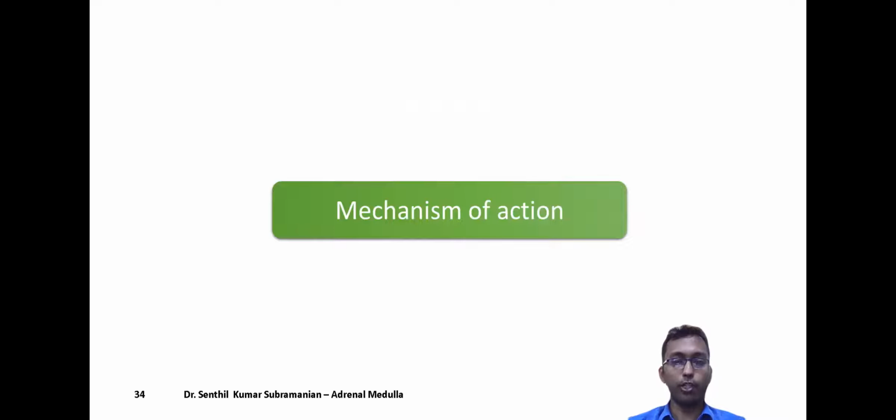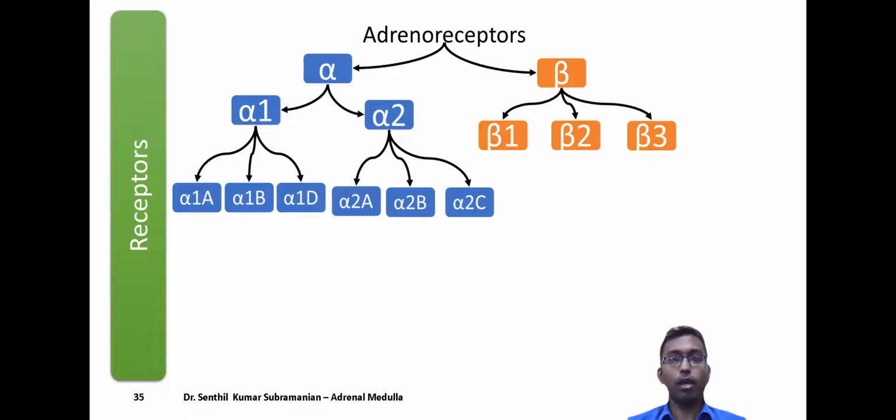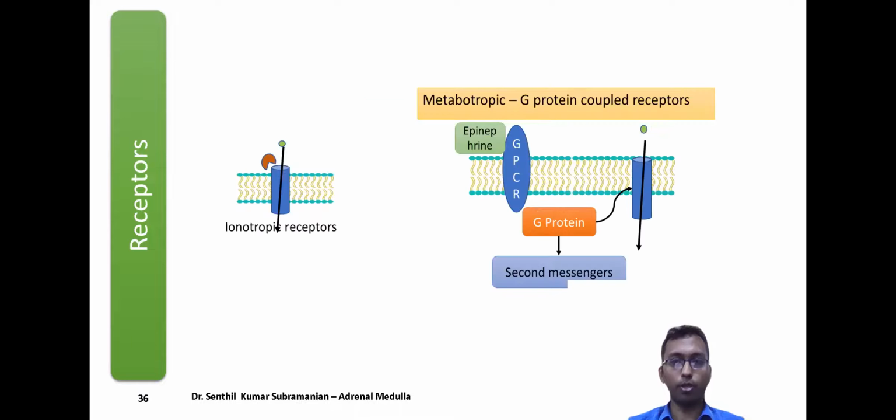Moving on to the mechanism of action of catecholamines. Catecholamines act through adrenoreceptors. There are two types, alpha and beta. They are further subdivided into alpha 1 and alpha 2, and beta 1, beta 2 and beta 3. There are various subgroups too. All these adrenoreceptors are metabotropic G protein coupled receptors. These are in contrast to ionotropic receptors, which are ion channels by themselves. When a ligand binds, they open. So these are ionotropic receptors. The adrenoreceptors are metabotropic receptors.